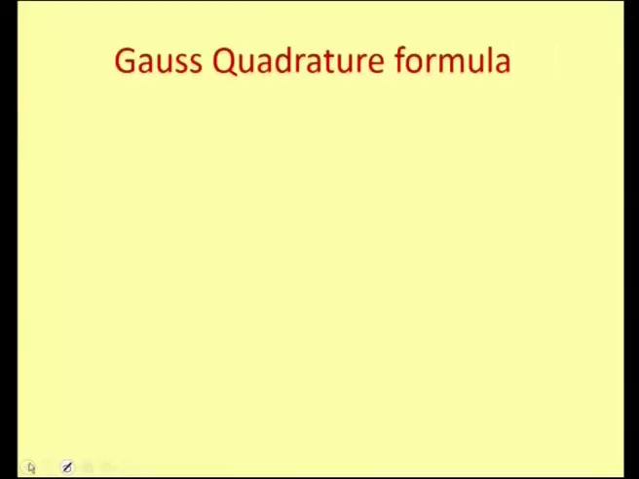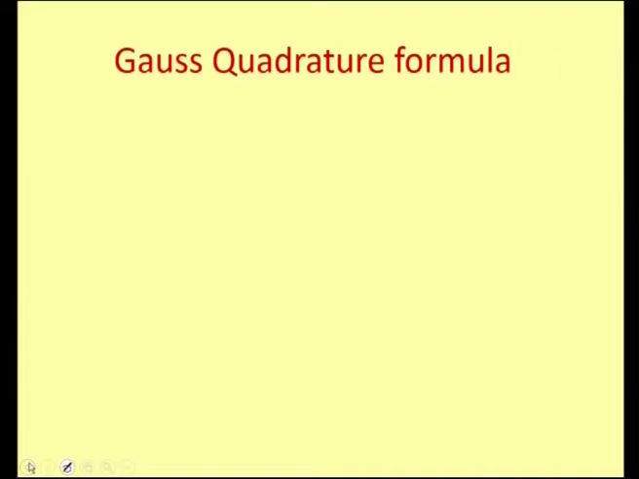Next we have the quadrature formula, Gaussian quadrature formula. We discussed Newton's quadrature formula, and the particular cases of Newton's quadrature formula, that is the trapezoidal rule, Simpson's 1/3 rule and Simpson's 3/8 rule were discussed, and an example was worked out. Next is the Gaussian quadrature formula.